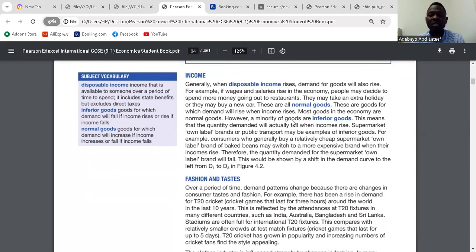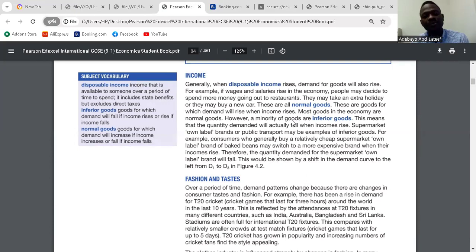Most goods in the economy are normal goods. However, a minority of goods are inferior goods. This means that the quantity demanded will actually fall when income rises. Supermarkets' own label brands or public transport may be examples of inferior goods. For example, consumers who generally buy a relatively cheap supermarket's own label brand of baked beans may switch to a more expensive brand when their income rises. Therefore, the quantity demanded for the supermarket's own label brand will fall. This will be shown by a shift in the demand curve to the left from D1 to D2 to D3.